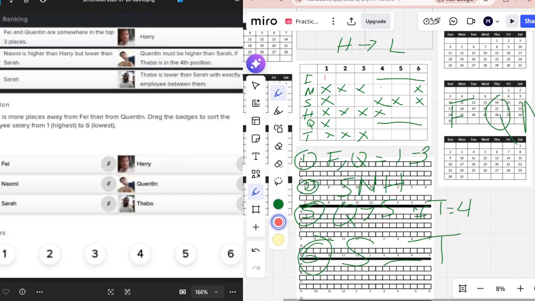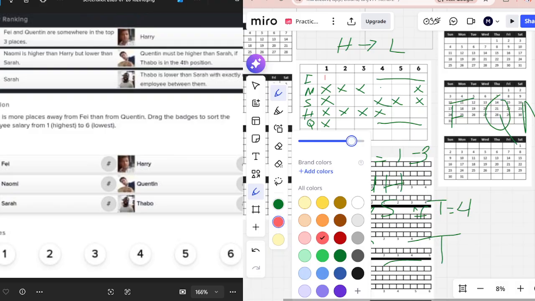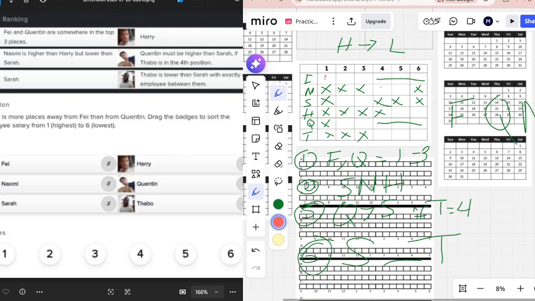Next. If Sarah is number 2, Tambo is number 4. Beautiful. If Sarah is number 3, Tambo is number 5. Okay. But if Tambo is number 6, Sarah should be number 4. But since Sarah cannot be number 4, Tambo cannot be number 6. So finally, we have our number 6 to be Ari. So it's just by cancelling out.